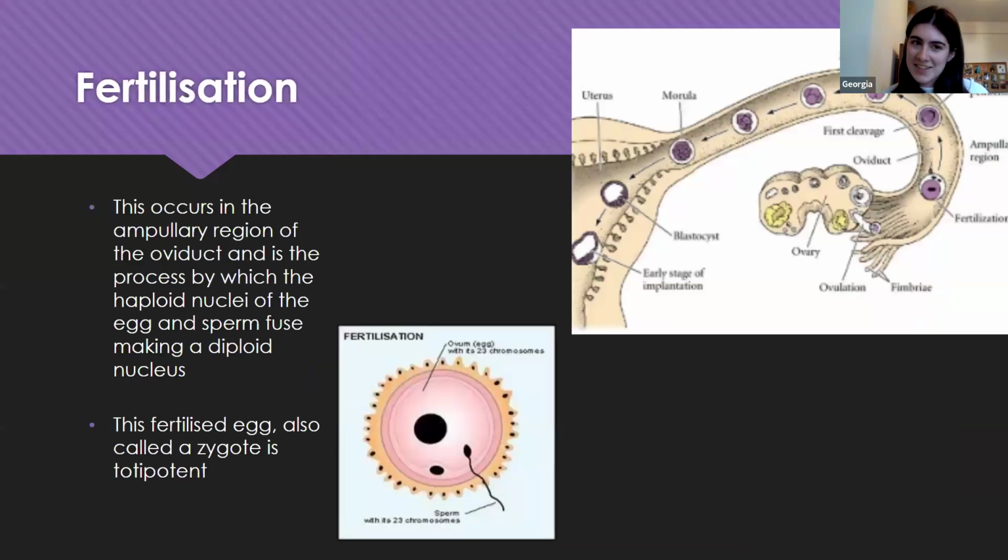So, fertilization. This is where development begins, and it occurs in the ampullary region of the oviduct. It's the process by which the haploid nucleus of the egg and sperm fuse to make a diploid nucleus, and this is a fertilized egg, also called a zygote, and it's totipotent at this stage.